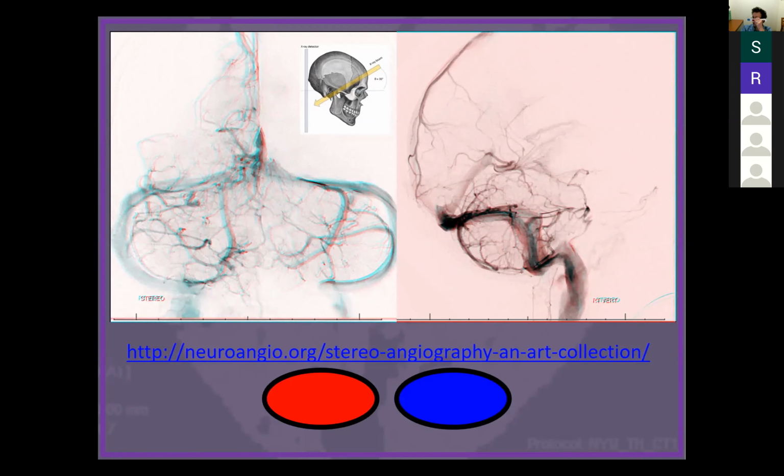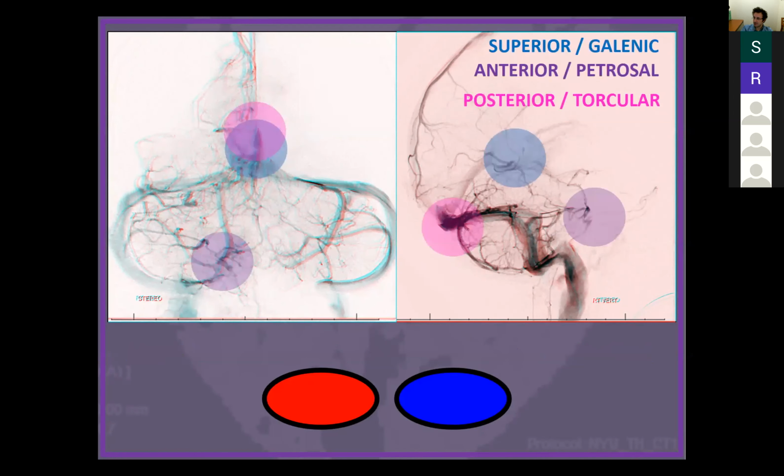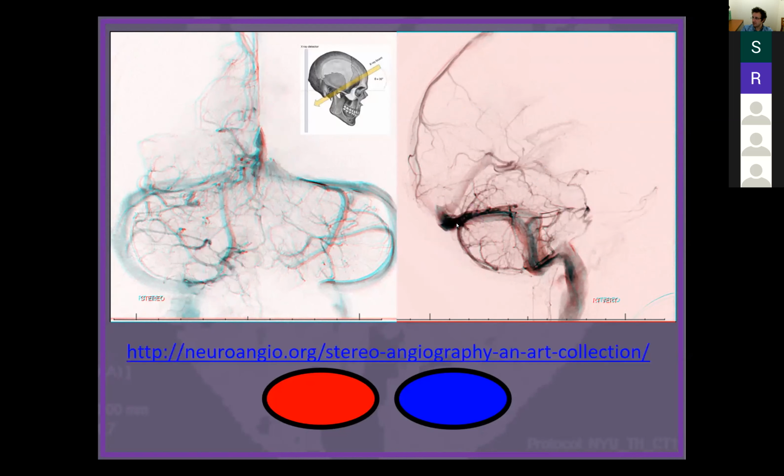If we go forward one picture, so here's the groups, right? So here's the superior group right here, anterior, posterior group. We go back. It's a matched individual. Each group is relatively well developed. And you can see some of the important veins over there.